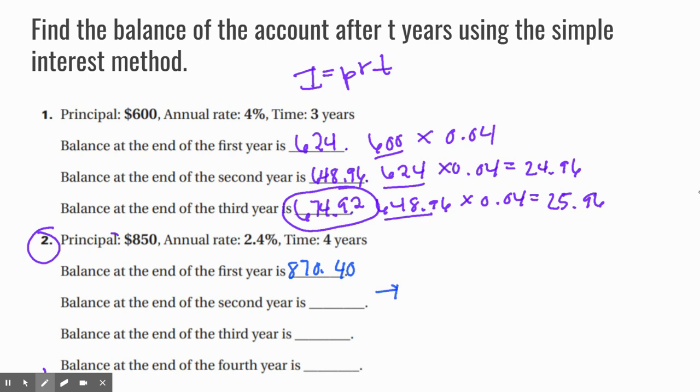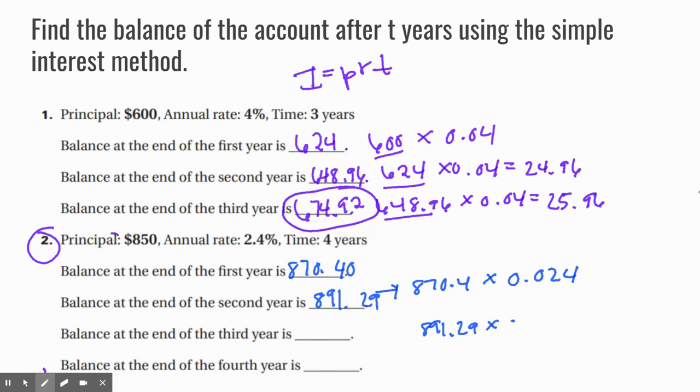So for year two, you take that balance and you multiply it by your rate, 0.024. You get $20.88, but you add that to your balance, so plus 870.4. And now your new balance for year two is going to be 891.29.